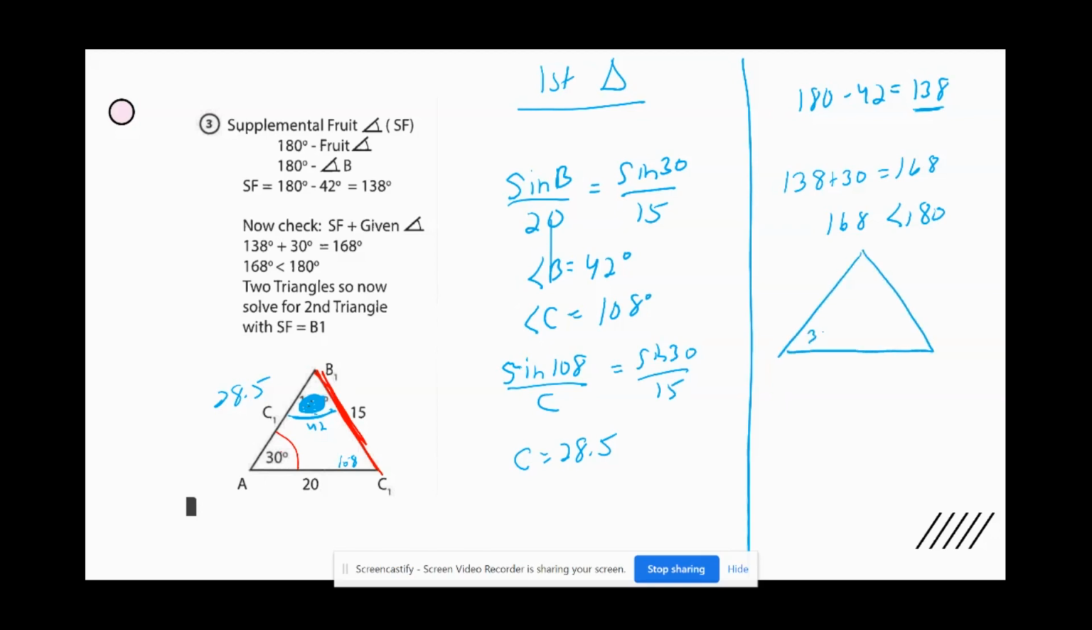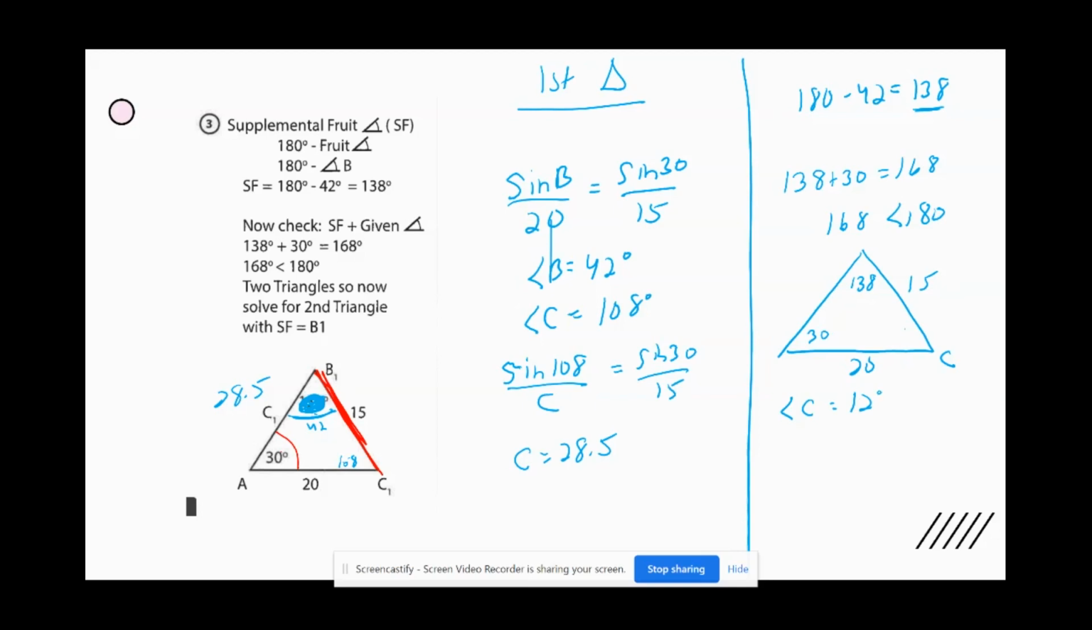So that's the triangle we were given here. So I could have 30, 138, 20, 15. So now what we have to do is use all of our math to go ahead and solve for the missing parts here. So what would be angle C? Angle C, well, I add 168. So what is 180 minus 168? 12.